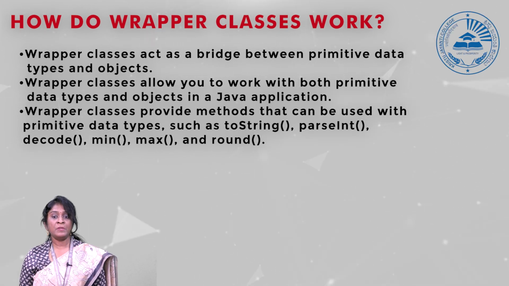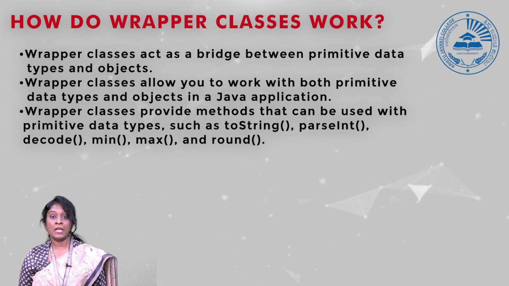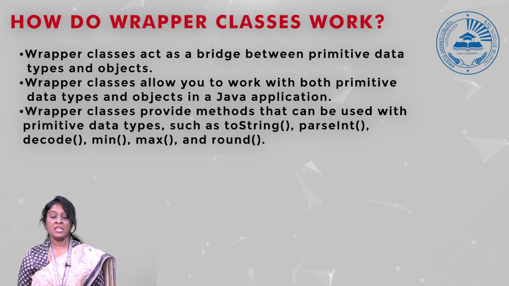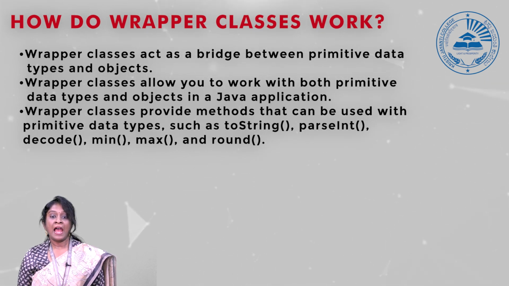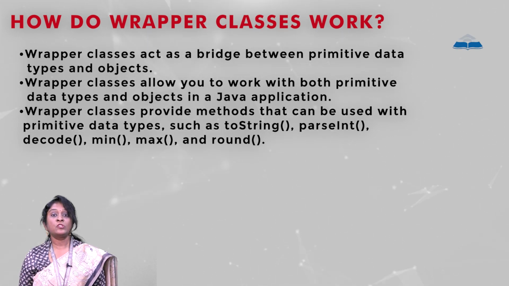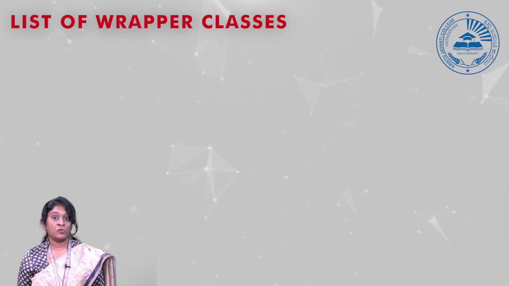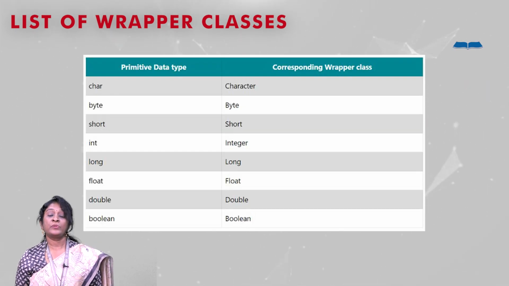We have multiple methods that can be used with the primitive data types, for example toString, parseInt, decode, min, max and round. Plenty of classes are available to work with the wrapper classes. Here is the list of the wrapper classes. We have seen the 8 primitive data types, and the corresponding wrapper classes are shown in the tabular column. Each has its own syntax, and whenever a primitive data type has to be converted to a wrapper class, the syntax of the particular data type has to be utilized. So, we will go with creating wrapper objects.